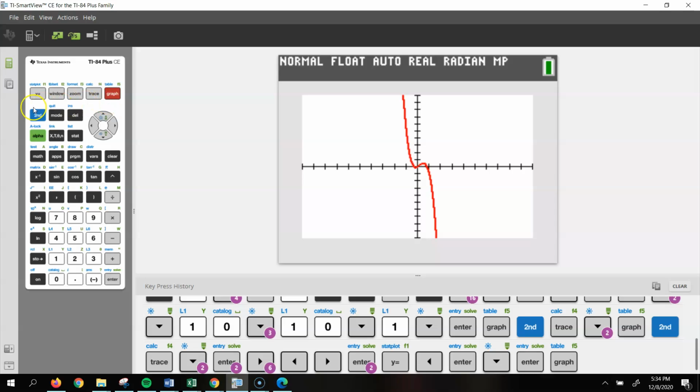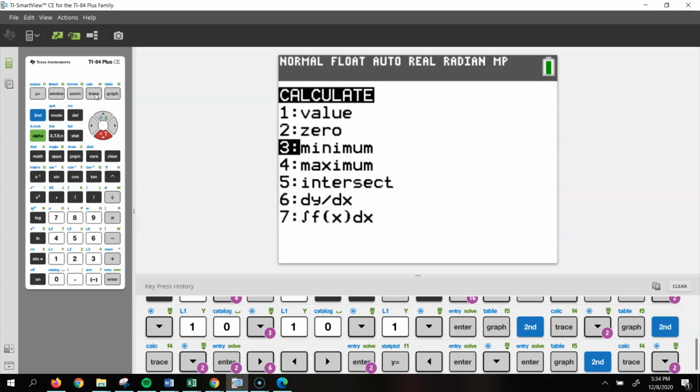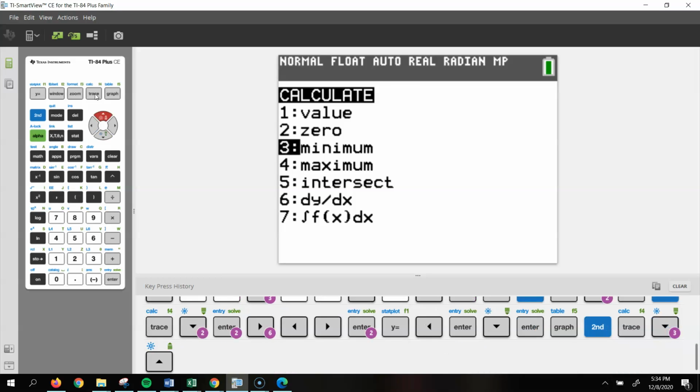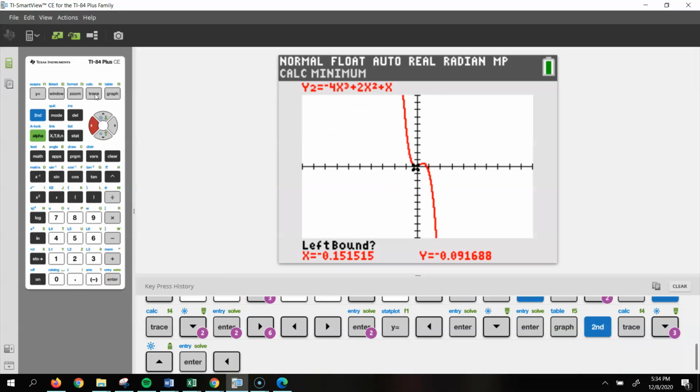So when I go to do this, I'm going to do second trace. So again, that gets me the calculation. I'm going to first find the minimum value. So I'm going to set that cursor anywhere to the left of that minimum value, hit enter. Move that to the right of that minimum value, hit enter again. So it gives us those 2 dashed lines, and so the minimum value is going to be between those. So I'm going to hit enter one more time. And there it gives me my minimum is negative 0.17 or 0.167, however you want to round that.